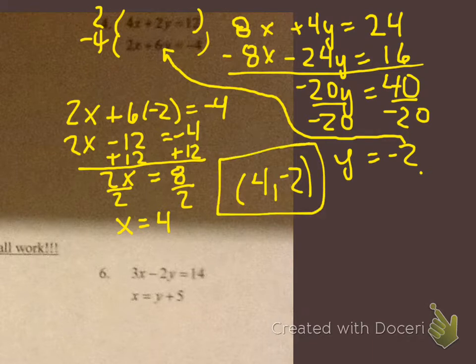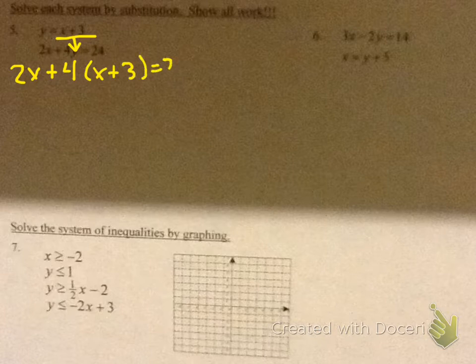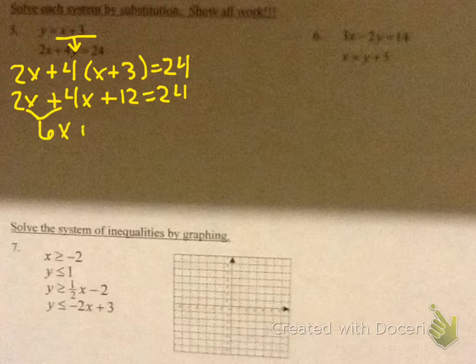Substitution now. Okay, if you notice there it says y equals x plus 3. That means I'm going to put x plus 3 in place of the y. And that would give me 2x plus 4 parentheses x plus 3, close the parentheses, equals 24. Notice how the x plus 3 is now in place of the y. Distribute and you'll have 2x plus 4x plus 12 equals 24. Combine your like terms and you get 6x plus 12 equals 24.